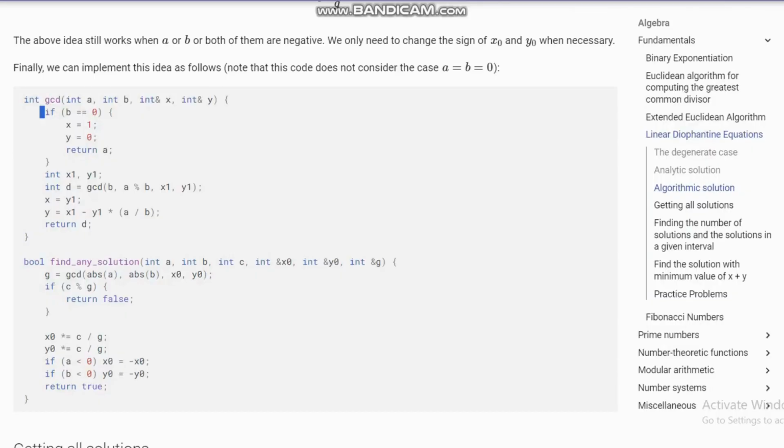And the base condition is similar to the normal Euclidean algorithm. If b equals 0, then x will be 1 and y will be 0 and the GCD will be a, because b is 0 and a will be the GCD. Here it is also handled that if c modulo g is not 0, then we return false, since no solution will exist. Else we multiply x0 by c by g, and this is also handled. If a is less than 0, we multiply by minus one. This part I don't think is needed, or I'm not sure. You can look at that.